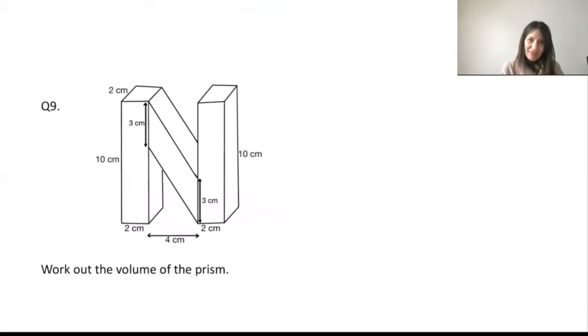Okay. Look at that. So that was a shape that was in a GCSE question. So we're using the same shape, slightly different question, of course. But that was it. Work out the volume of the prism. So I want you to hit pause and press play when you are ready.